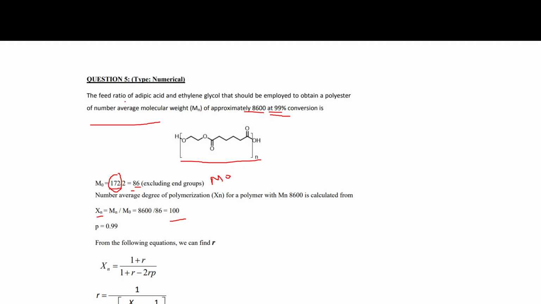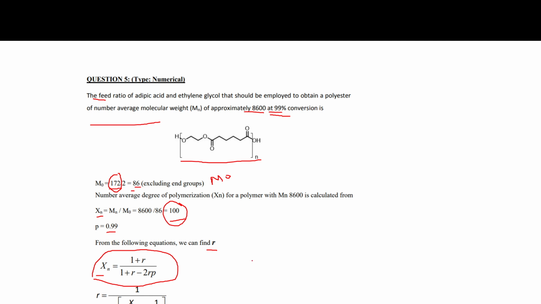So now we have to calculate how we can take this feed ratio. The relation between the degree of polymerization xn, the reactivity ratio and the extent of reaction will be xn equals 1 plus r divided by 1 plus r minus 2rp. So from here we can put all of these values. The p value you already know, the xn bar value you already know. So if you put all these values, we can calculate this reactivity ratio.